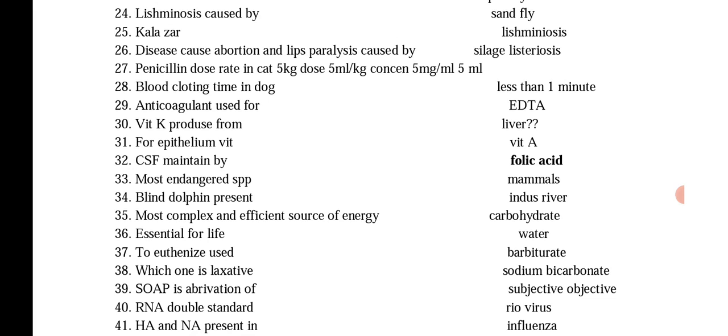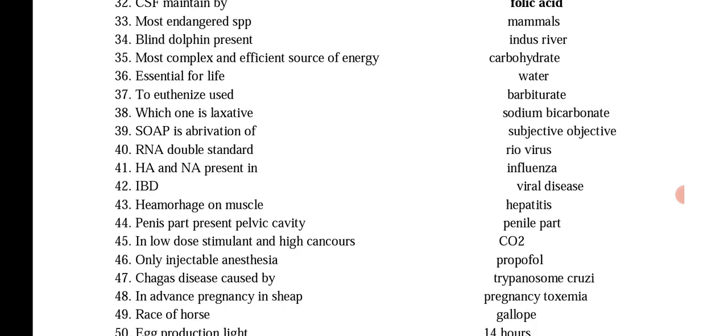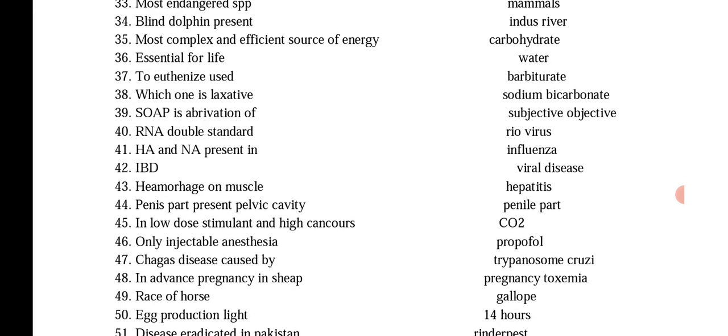Reovirus is an RNA double strand virus. HA and NA, hemagglutinin and neuraminidase, are present on the surface of influenza virus. IBD, infectious bursal disease, is a viral disease.